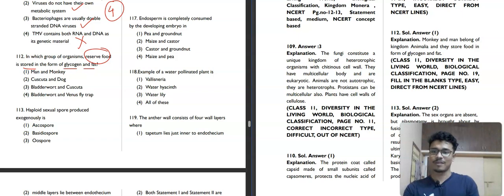Glycogen and fat, man and monkey. Man and monkey both belong to kingdom Animalia, and in Animalia the stored food is glycogen and fat. Okay, so it is correct. Cuscuta and dog: dog is Animalia, but Cuscuta is not. Bladderwort and Cuscuta is not correct. Bladderwort and Drosera are other kinds of things. These are the insectivorous plants. These are not related with glycogen and fat. So first option will be our correct answer. Now we'll move toward the next question.